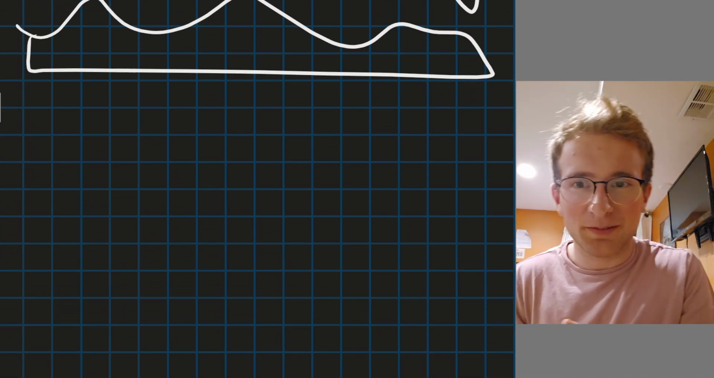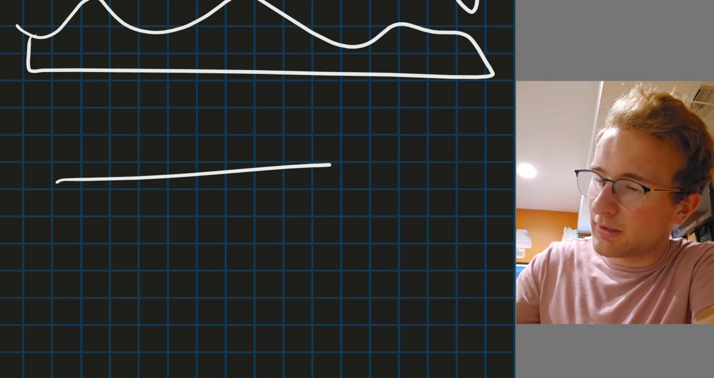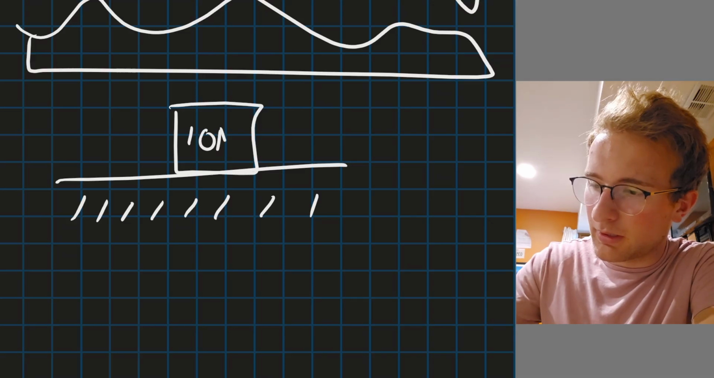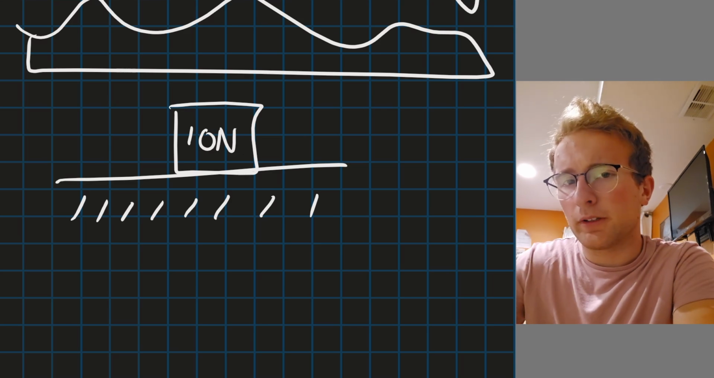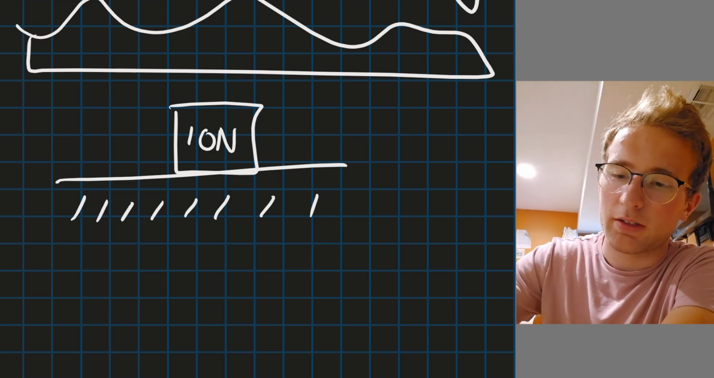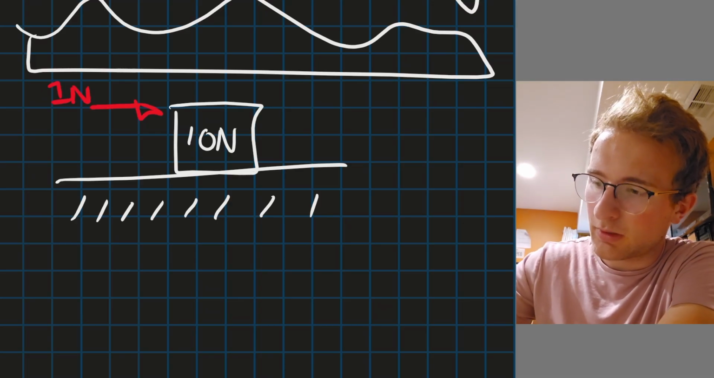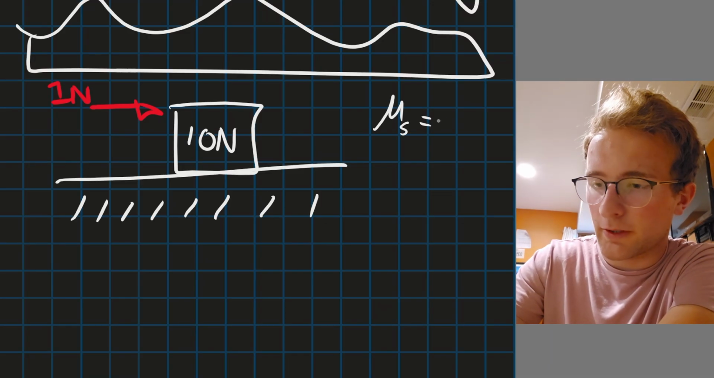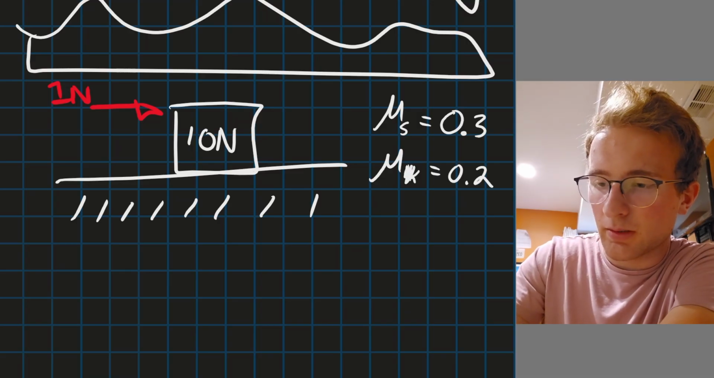Now, what does this all really mean? What is a coefficient of friction? Going back to our box example, this box has a weight of 10 newtons, and it is not moving relative to the ground. I apply a force of 1 newton. Let's say between those two objects, the coefficient of static friction is 0.3. Coefficient of kinetic friction is 0.2.